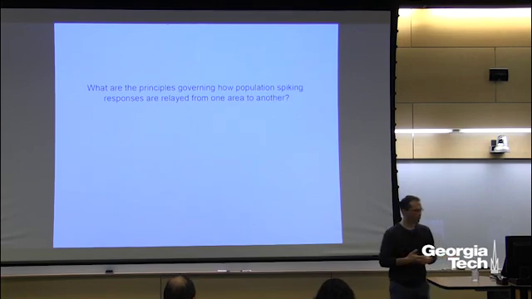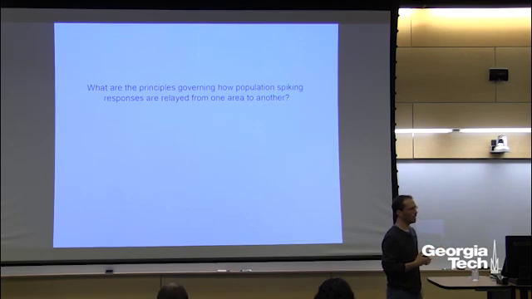So the thing that we're after then is, what are the principles that govern how population spiking responses in one brain area are relayed or affect another brain area?